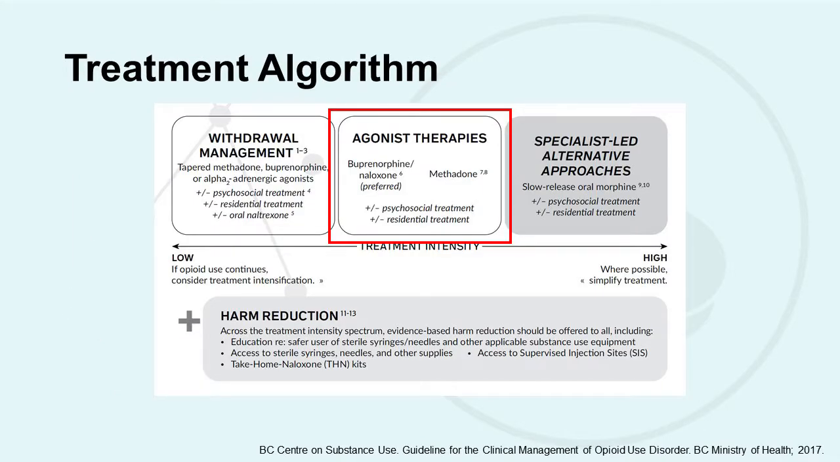As treatment intensity increases, we move to opioid agonist therapy. It is actually the most common therapy. Buprenorphine and Naloxone and Methadone are options. The currently preferred treatment is buprenorphine and Naloxone due to its safety profile and ease of administration.